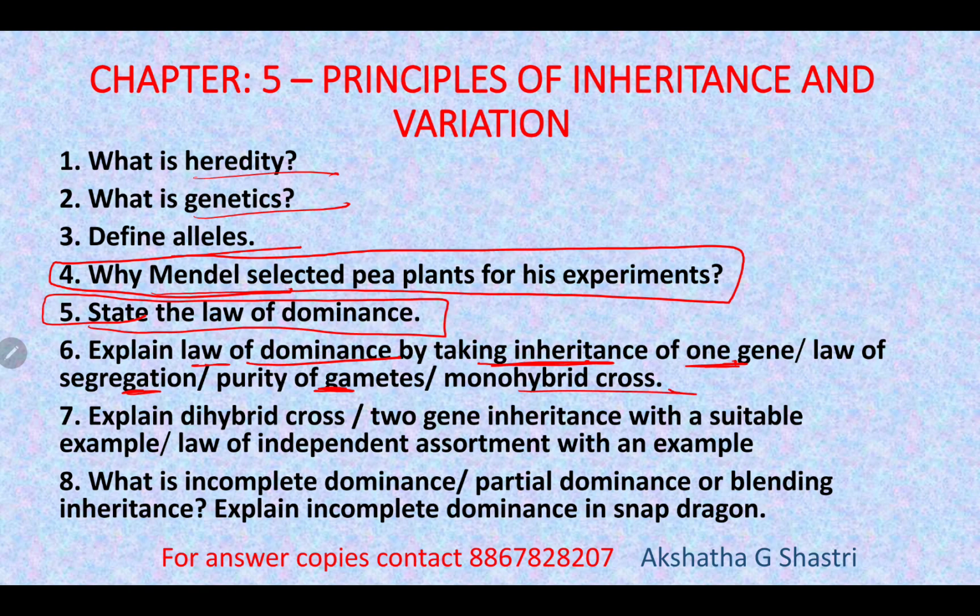Next is explain dihybrid cross or 2-gene inheritance with a suitable example. And this is also known as law of independent assortment. They may also ask like this, explain the law of independent assortment with an example. Next, what is incomplete dominance or partial dominance or blending inheritance? Explain incomplete dominance in Snapdragon.